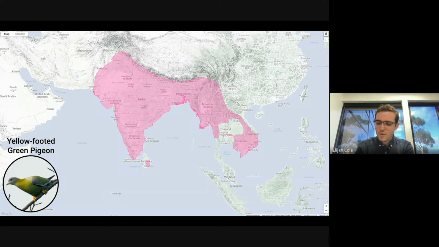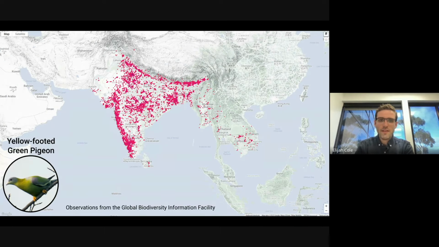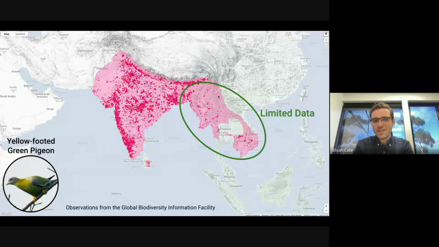So the idea is, we take a species, we can look at what we think we know about its range, and then look at the data that underlies that range. And what we see is that there are regions where we have a lot of data, where maybe we should be confident about the range, and other regions where the data is pretty limited.